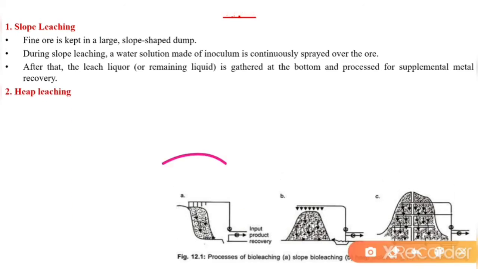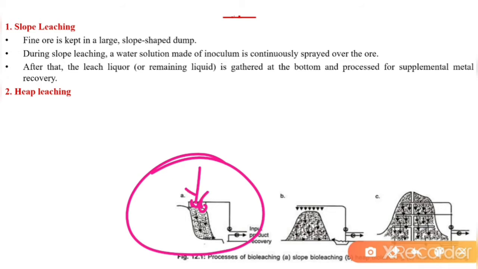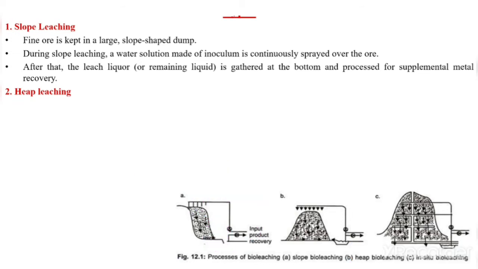Now see, this is the first method, known as slope leaching, where all the low-grade ore is kept at the top, and on that the bacterial culture, the Thiobacillus culture, is spread. Due to the slope, all the material will come down, and whatever material is gathered at the bottom will be further processed for recovery.